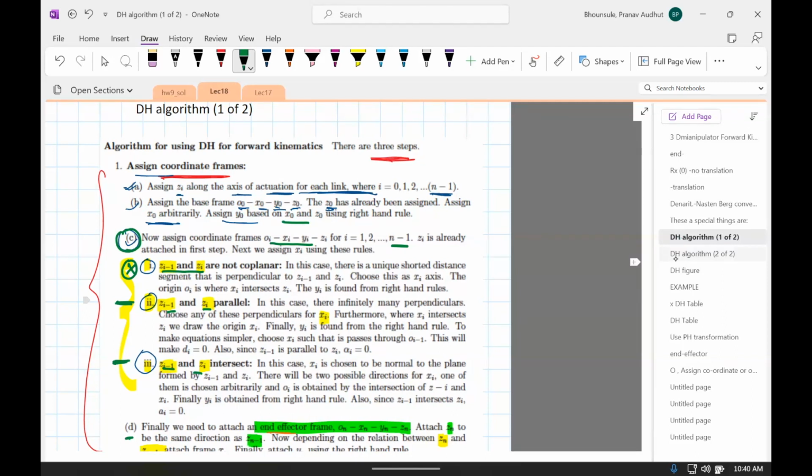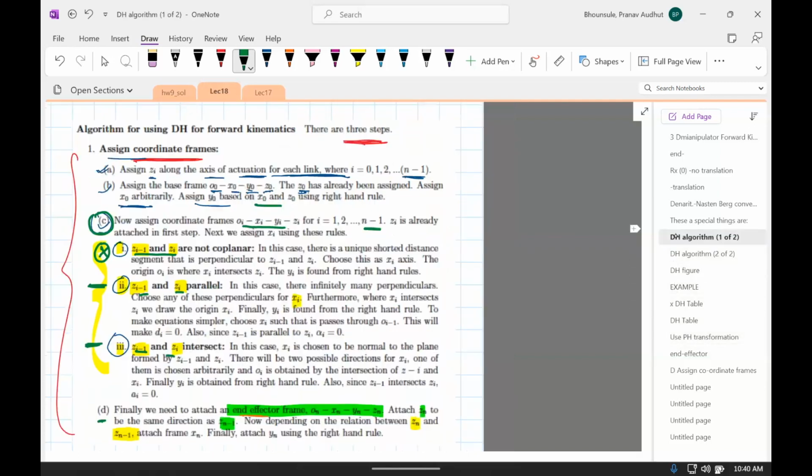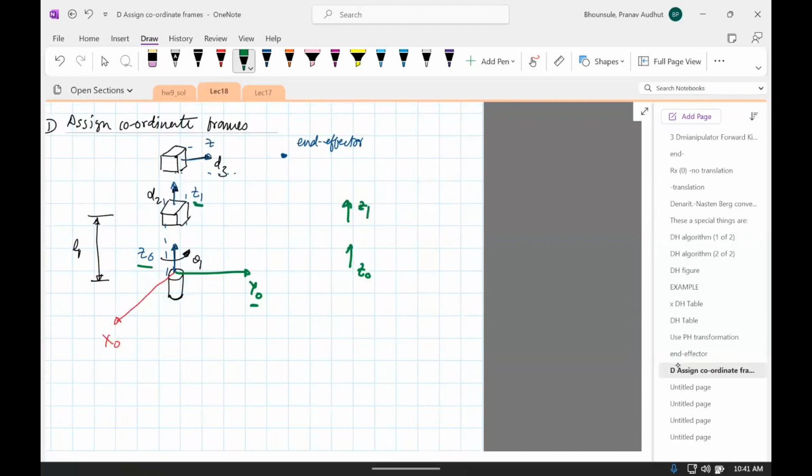Okay, let's see which of those two are valid for the first two pairs. First pair. So look at Z0 and look at Z1. Z1 is this way, Z0 this way. Here is a case where Z0 and Z1 are intersecting. They intersect. So we use case number 3. So in this case, xi is chosen to be normal to the plane formed by zi minus 1 and zi. So what it means is, going back to this, it says that I need to assign x1 at right angles to z0 and z1. That's all.